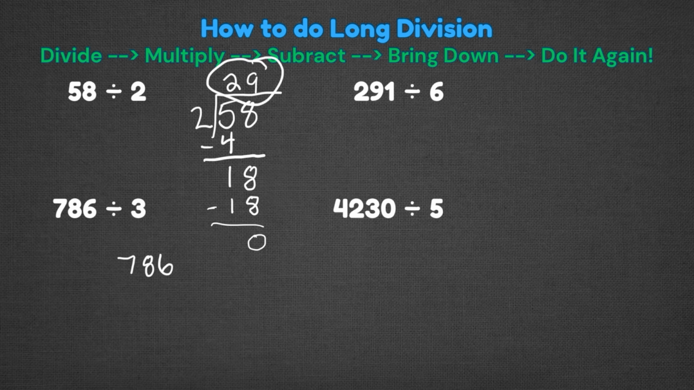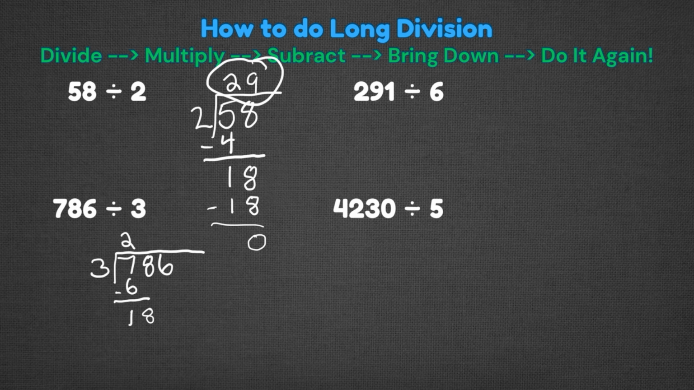786 divided by 3. So 3 goes into 7 2 times. The 2 goes right above the 7. 2 times 3 is 6. And then we draw a line and we subtract. 7 minus 6 is 1. And then we pull the 8 down because that's the next digit. And we start over again.